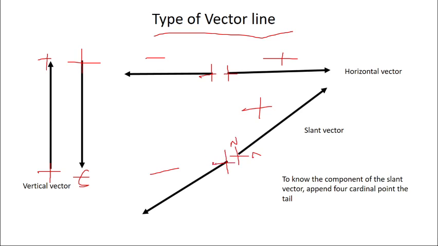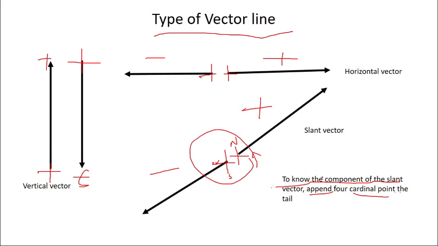This one is facing west, south. So a vector can face any direction. To know the component of the slant vector, append 4 cardinal points to the tail. Okay, so this is what we have carried out.